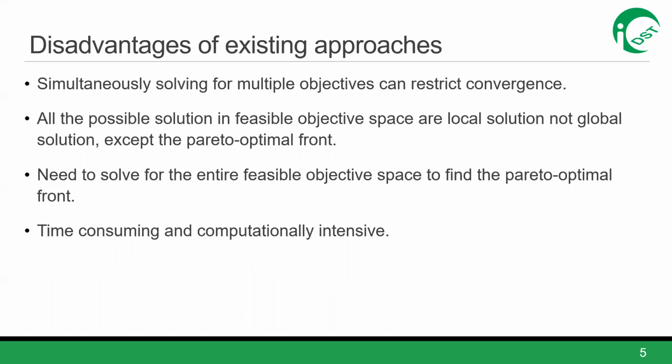What are the disadvantages of existing approaches? These approaches simultaneously solve for multiple objectives, and because of this, it can restrict the convergence of the tool. All the possible solutions in the feasible objective space are local solutions, not global, and just the Pareto optimal front is the global solution. The existing tools need to solve for the entire feasible objective space to find the Pareto optimal front. Because of that, they are time consuming and computationally intensive.